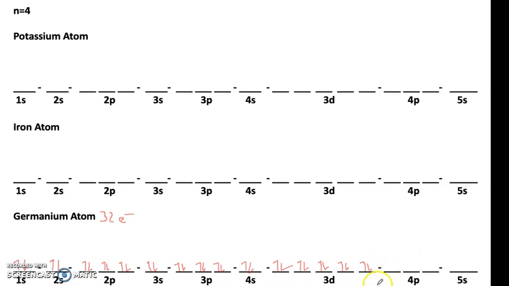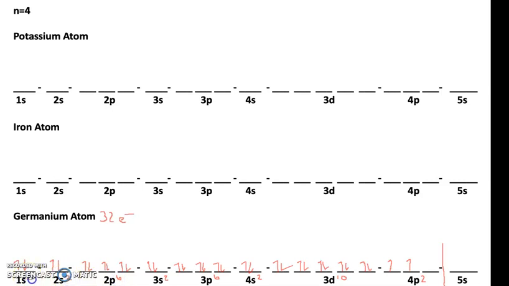So up to here, I've used 30. So 2, 4, plus the 6 is 10, plus 2 is 12, plus the 6 here is 18, plus the 2 is 20, plus the 10 here is 30, and then we have 2 left. Up, up. Okay. So electron configuration stops at 4p2. And we're going to go ahead and put the exponents into these spots right here, just like so.